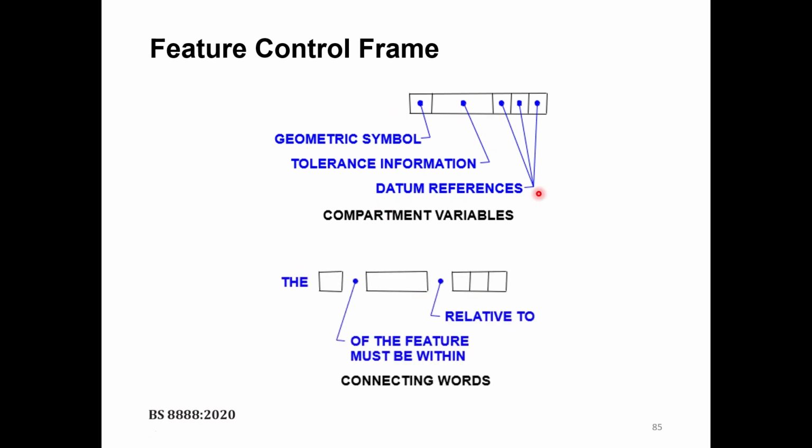When you see this feature control frame, it reads like this. Based on the symbol here, it could be the position, or the flatness, or the straightness, or the cylindricity, so you say that, and then you read this part. The position of the feature, for example, must be within the tolerance value, for example 0.06 or 1 millimeter or 0.5 millimeter, relative to datums A, B, and C. We have primary datum A, secondary datum B, and tertiary datum C.